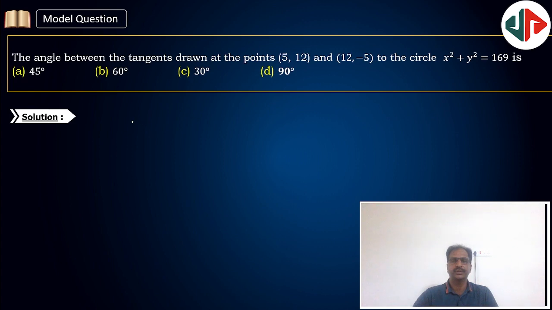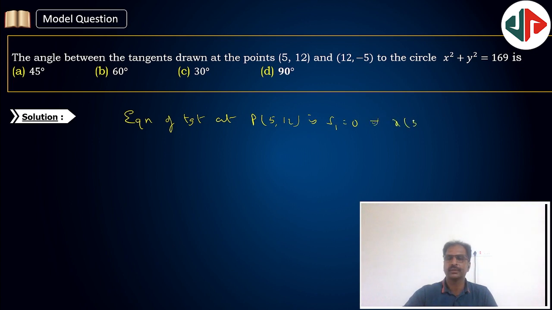Next, the angle between the tangents drawn at 2 points on the circle. First, let us find the equation of the tangent at P(5, 12). S1 is equal to 0 is the formula: x x1 plus y y1 minus r square is equal to 0. So 5x plus 12y minus 169 is equal to 0.